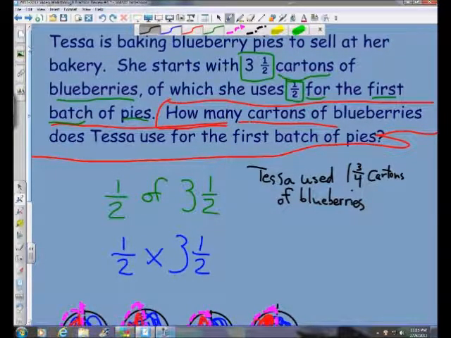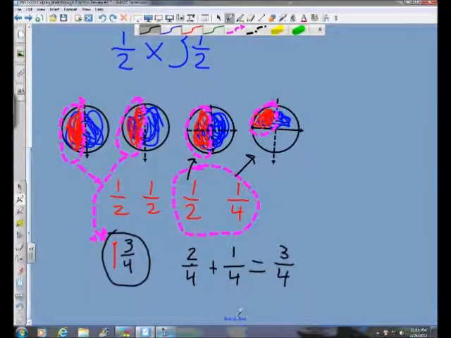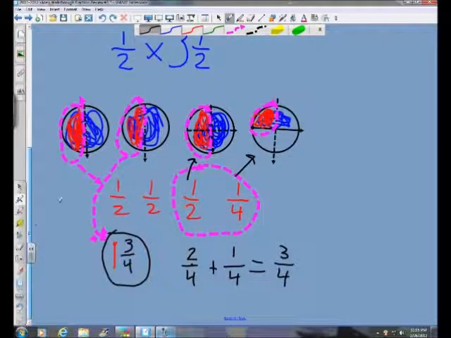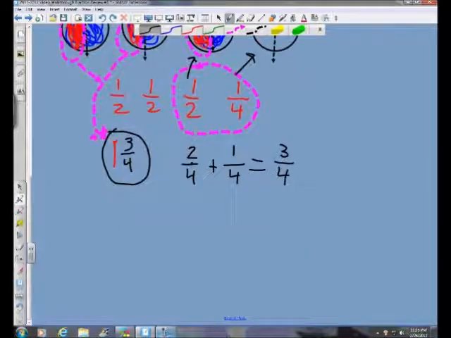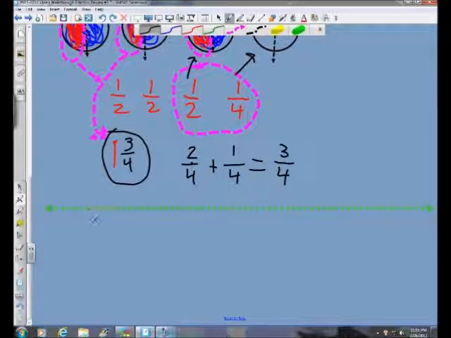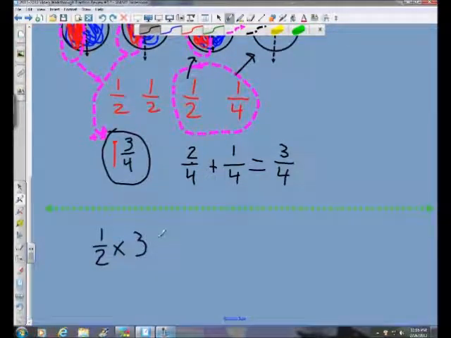Now, we've solved that with the pictorial method. Let's take a look at solving it with the traditional method. You have to do something a little different though. So 1/2 times 3 1/2. Let's check that out. Divide our workspace up, and we'll rewrite the problem. 1/2 times 3 1/2.